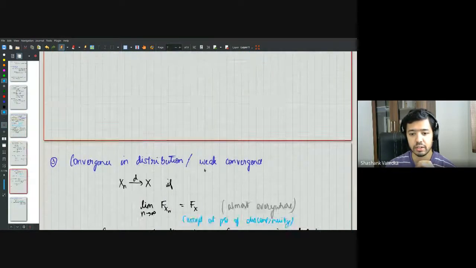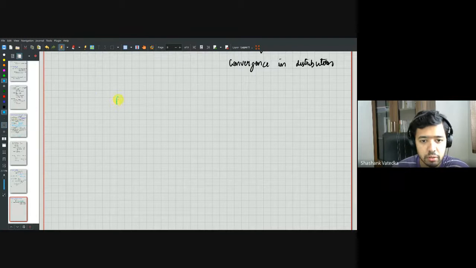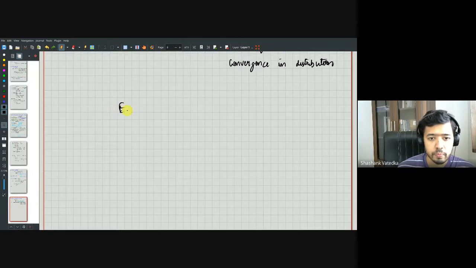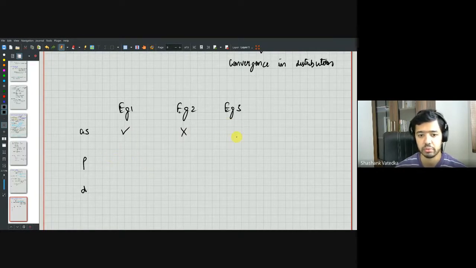Okay, and that's why I want you to fill out this particular table. So you have example 1, example 2, example 3, and we saw three different notions of convergence: almost surely, convergence in probability, and convergence in distribution. We know that example 1 converges almost surely. Example 2 does not converge almost surely. And example 3, well, you have to verify.